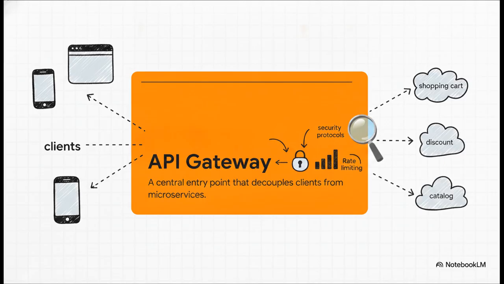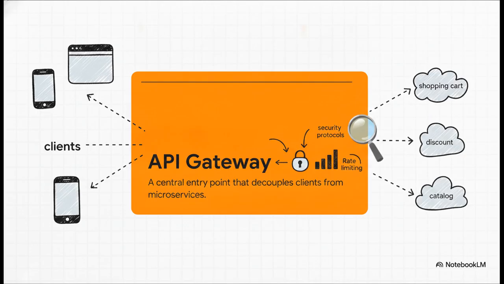When you've got a massive, complex network of independent services, how do they actually talk to each other without causing a giant traffic jam? Well, enter the API gateway pattern. It's a real game changer. This gateway is essentially your central entry point for all incoming API requests.